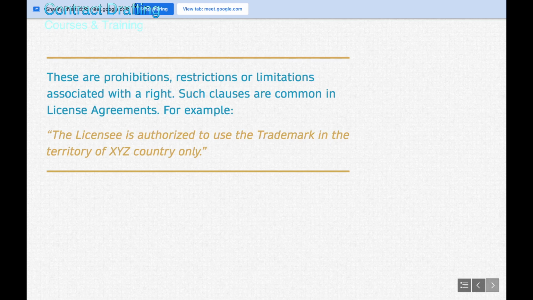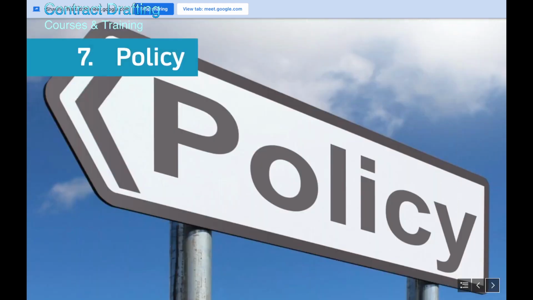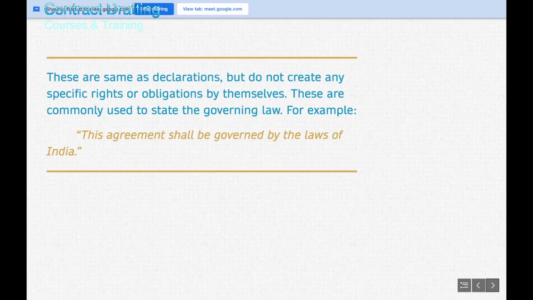Next is a policy statement. Do not get confused about policy statements. These are simple declarations. They do not create any rights and obligations. They are generally used to state a governing law. For example, this agreement shall be governed by the laws of India. So this is a kind of declaration or a choice of the parties.